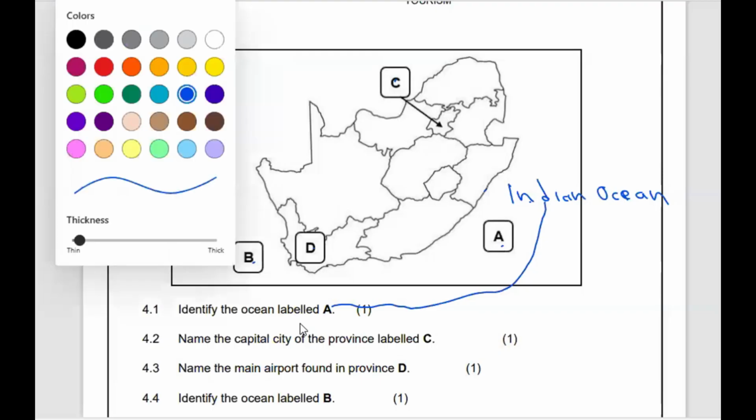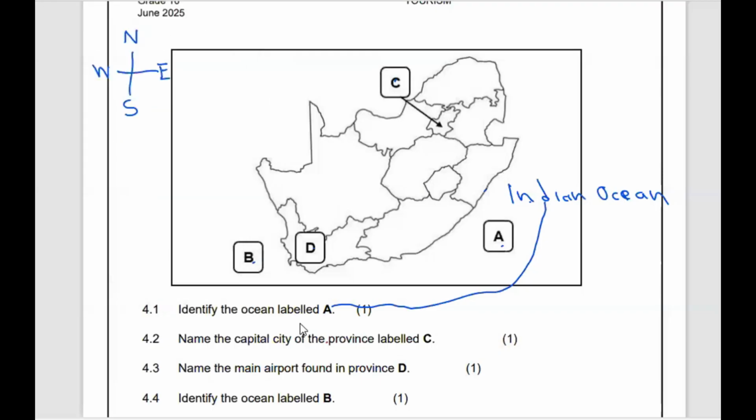Then moving on to the next letter, we do have name the capital city of the province labeled C. So this is the smallest province in South Africa, which is known as Gauteng province. So the capital of Gauteng province is known as Johannesburg. So the capital of the province labeled C, that is Johannesburg.